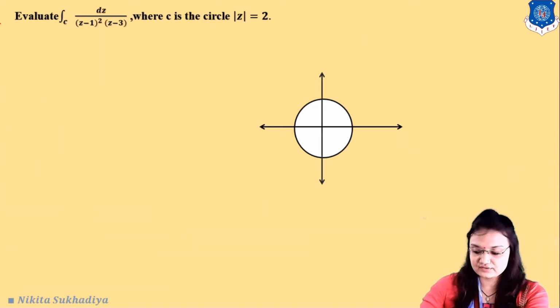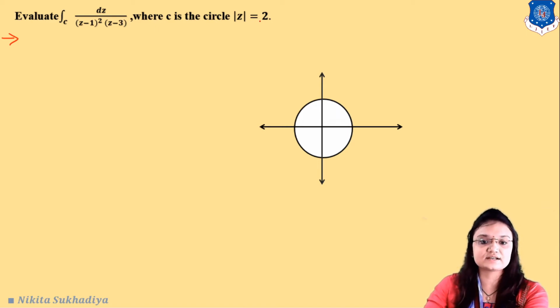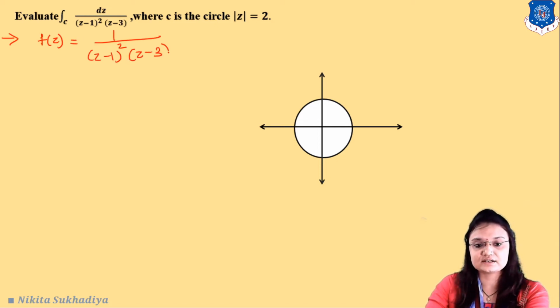Okay, let us understand with another example, that is, evaluate the integration over c of dz upon z minus 1 raised to whole square into z minus 3, where c is the circle modulus of z is equal to 2. So here we have function f of z is equal to 1 upon z minus 1 raised to whole square and z minus 3. Here at z is equal to 1, put 1 here, and here put 3. So we will get 0 in the denominator. So we can say that at z is equal to 1 and 3, function f of z is not an analytic function.